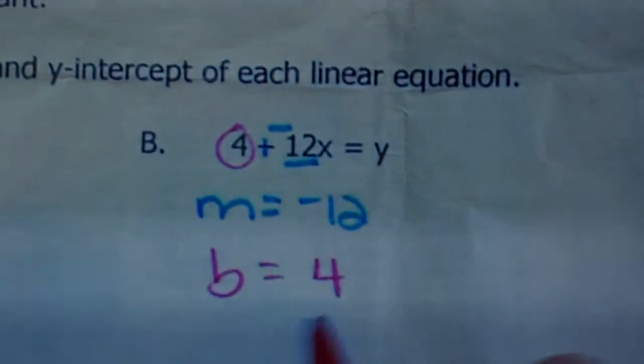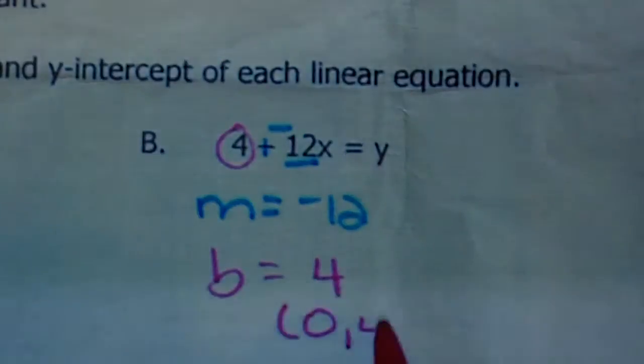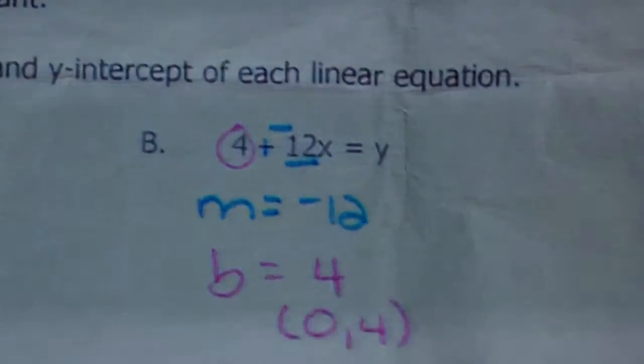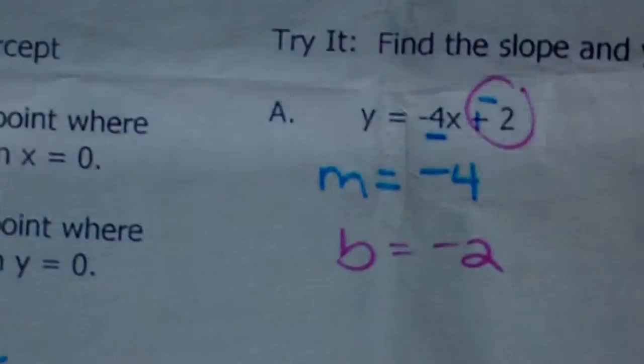Another way to look at this, if you wanted to be fancy about it, if we're going to plot it, it's really (0, 4). And that other one, I'm sure you can guess, is (0, negative 2).